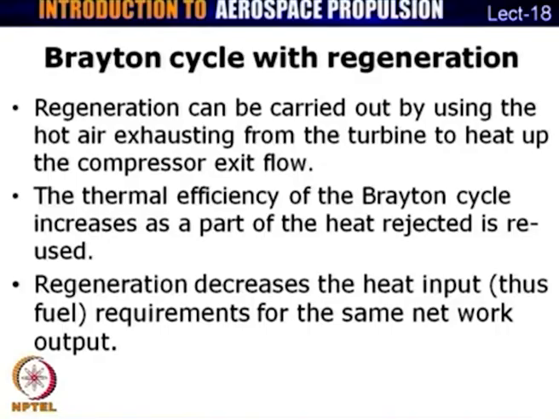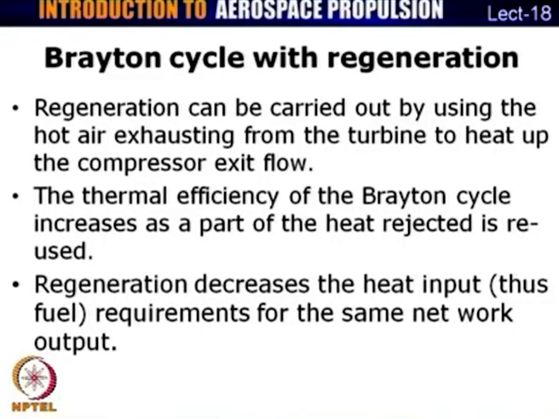So, regeneration, as we have seen for the Stirling and Ericsson cycles, involves transfer of energy from one part of the cycle to another. In the case of a gas turbine engine, regeneration can be carried out by using hot air exhausting from the turbine to heat up the compressor exit flow. That is, before the air enters the combustion chamber, we could heat up the air using energy from the turbine exhaust. So, the thermal efficiency of the Brayton cycle is likely to increase because some part of the heat rejected is being reused.